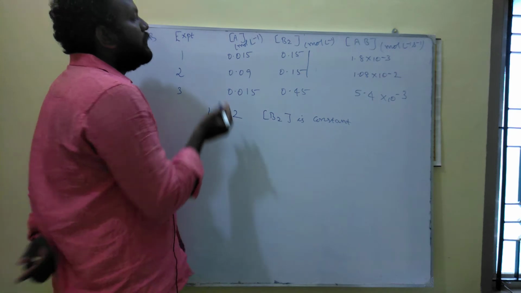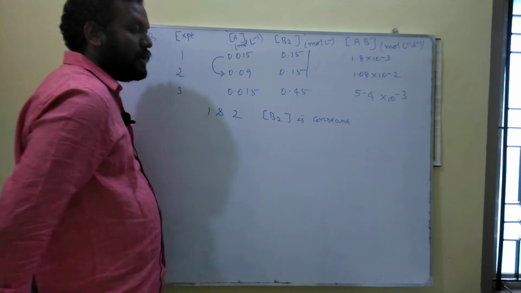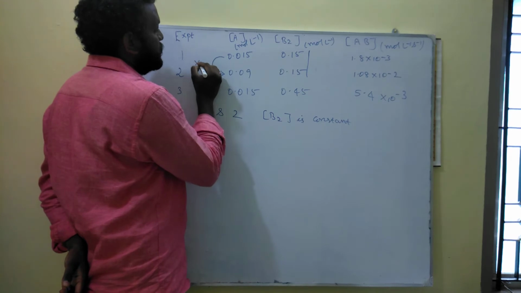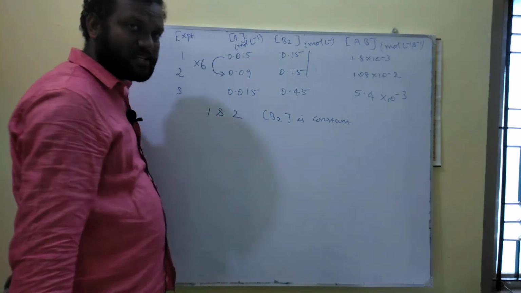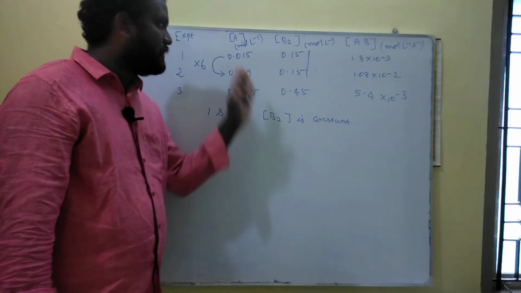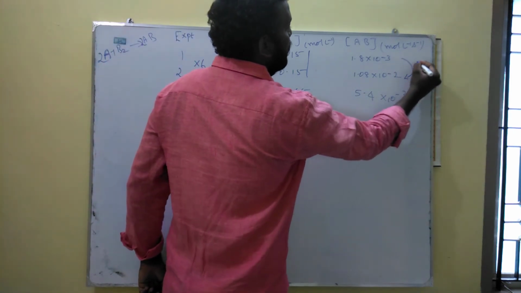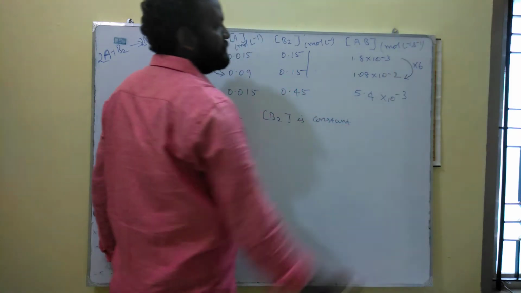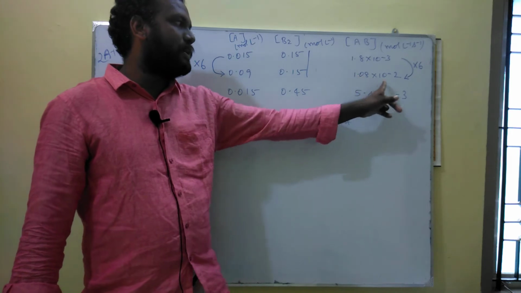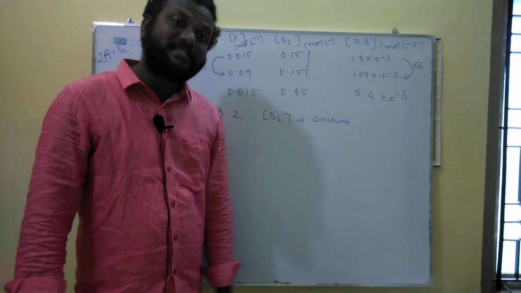Here, 0.015 to 0.09. How much is the increment? 6 times increment. The concentration of A increases 6 times when B2 is kept constant. And see here, the rate also increases 6 times. 1.8 into 10 power minus 3, times 6, gives 10.8. See the power: here 10 power minus 3, here 10 power minus 2. So the rate increases 6 times.